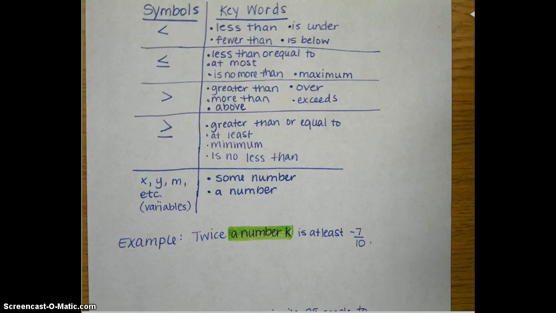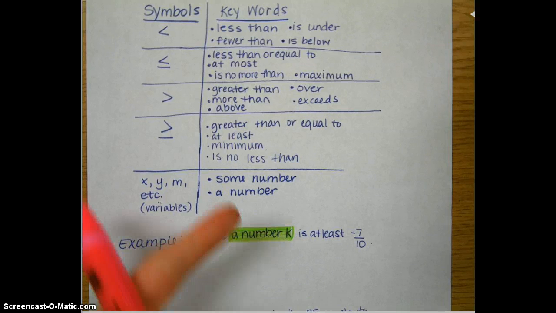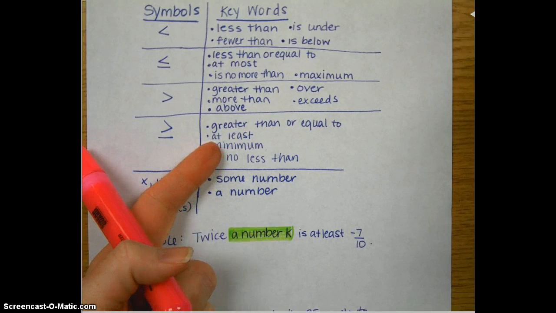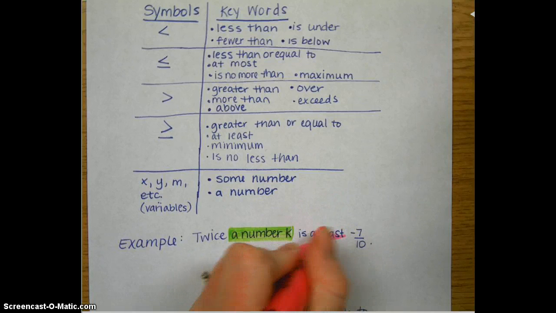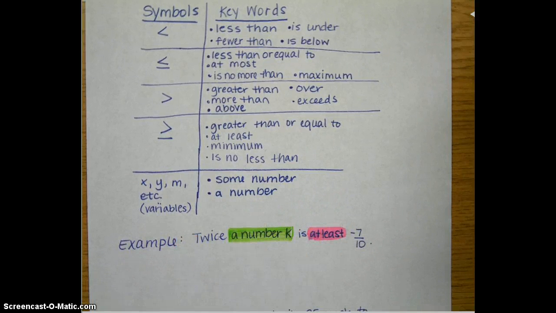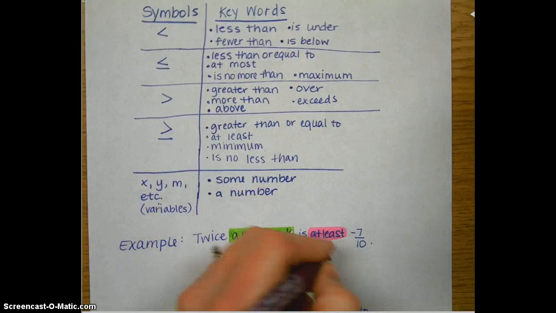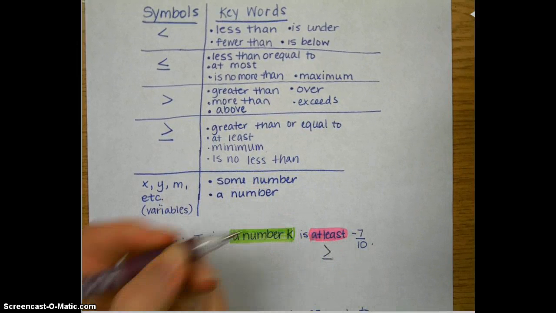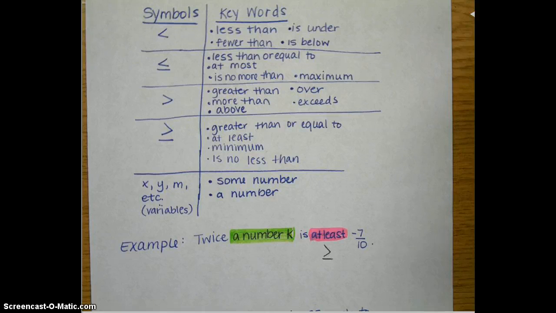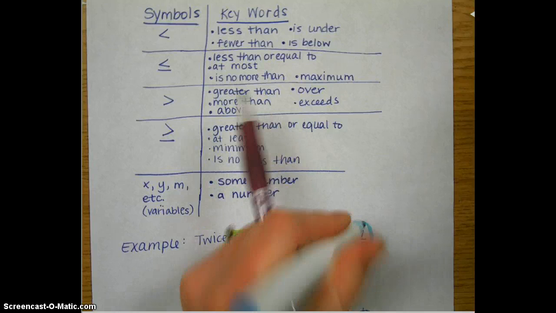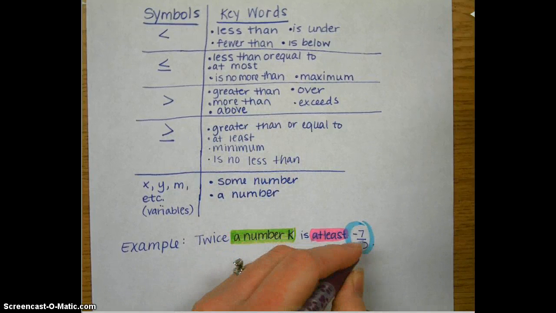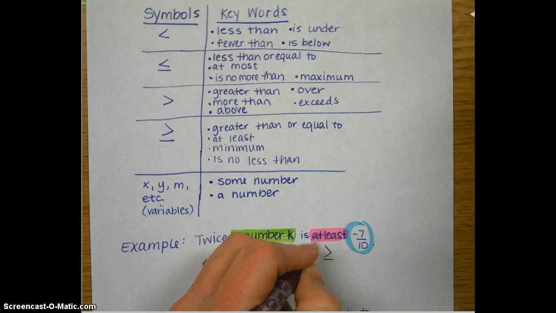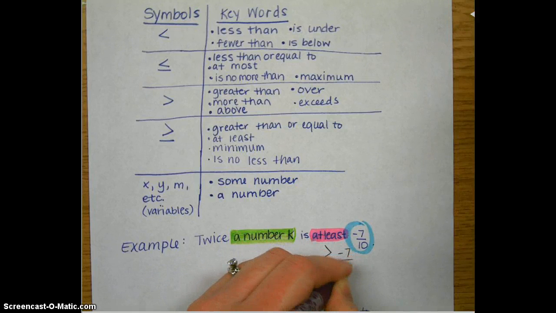Then it's also telling me is at least, and if you look at the chart, at least is a key word for greater than or equal to. And then you have -7/10. So there's your sign, and to the right of greater than or equal to, which is the sign we're going to use because we see at least, you're going to write -7/10.